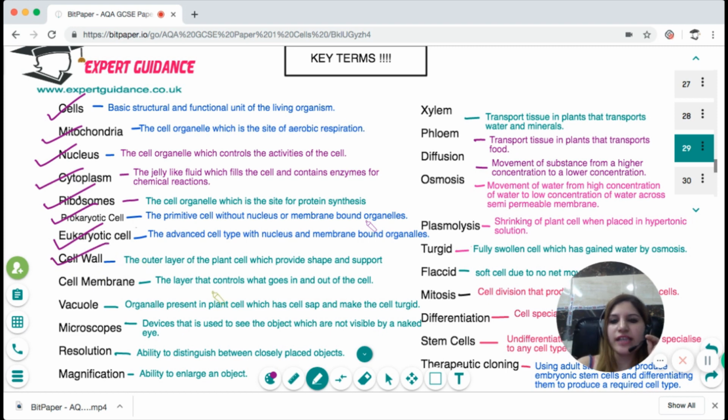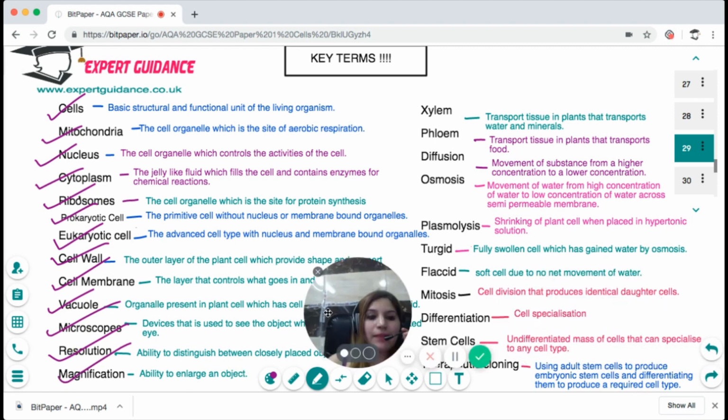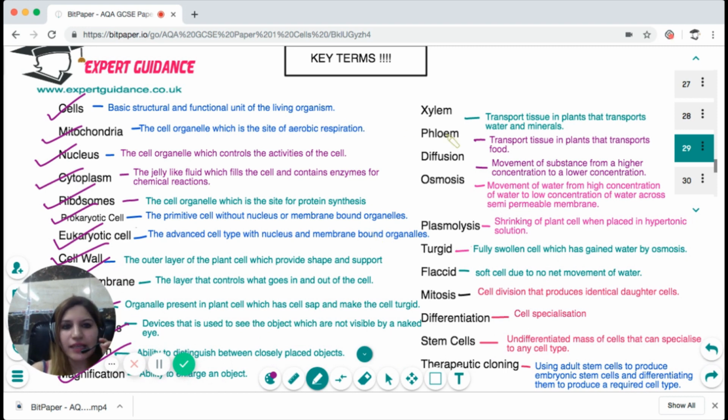The cell wall is the outer layer of the plant cell which provides shape and support to the plant. The cell membrane is the outer layer that controls what goes in and out of the cell. Vacuole is an organelle present in the plant cell which has cell sap and makes the cell turgid. A microscope is a device used to see objects which are not visible to the naked eye. Resolution is the ability to distinguish between two closely placed objects. Magnification is the ability to enlarge an object. Xylem is a transporting tissue that transports water and minerals.